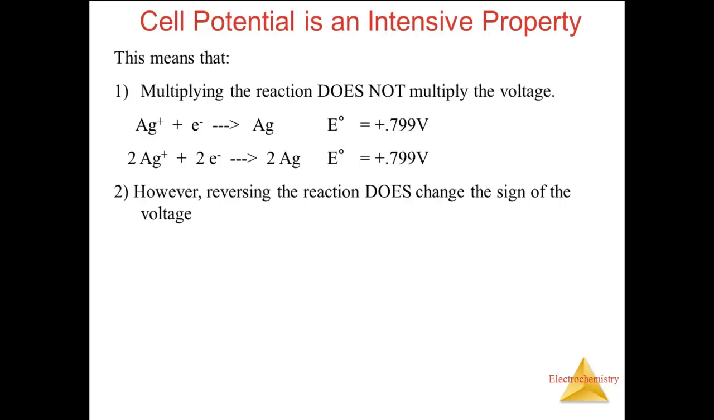2. When we reverse the half reaction, the sign of the voltage changes. The voltage for the reduction half reaction for silver ion to silver metal is plus 0.799 volts, while the voltage for the oxidation half reaction for silver metal becoming silver ion is minus 0.799 volts.